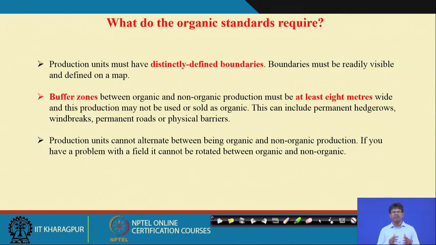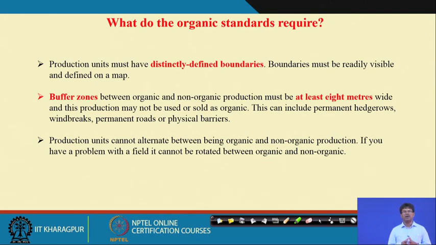If you are going by part, then there is a proper boundary between the organic plot and non-organic plots, that is the buffer zone. A buffer zone should be created between organic and non-organic. So, the length of the buffer zone should be a minimum of 8 meters if you are going for part-by-part conversion of inorganic or conventional farms to organic farms.